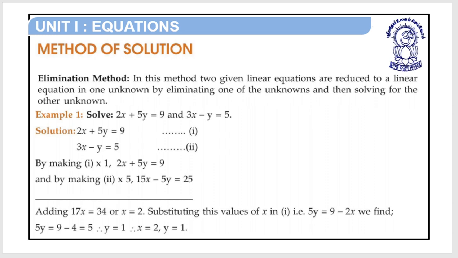Method of solution. Elimination method. The first method is the elimination method. In this method, two given linear equations are reduced to a linear equation in one unknown by eliminating one of the unknowns and then solving for the other unknown. Let's see an example.